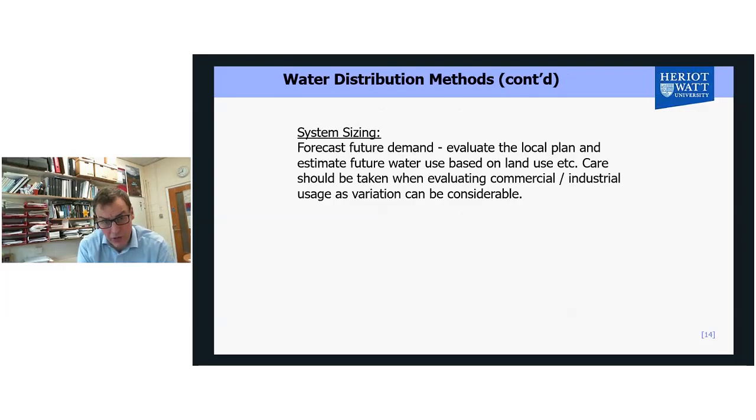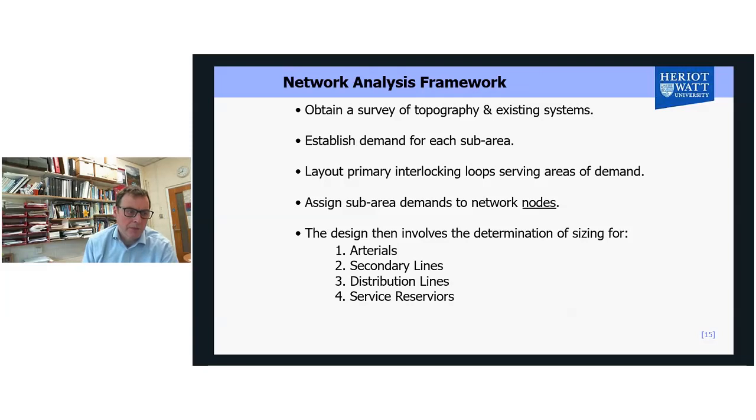Just like with our drainage systems, when we're designing a new system, we have to think about what future demand is going to be with the development, based on the type of land use, the type and size of properties, and any industrial and commercial uses. Similarly, we look at the topography, because we want to use that as much as possible. Establish demand for each sub-area. Lay out primary interlocking loops serving areas of demand.